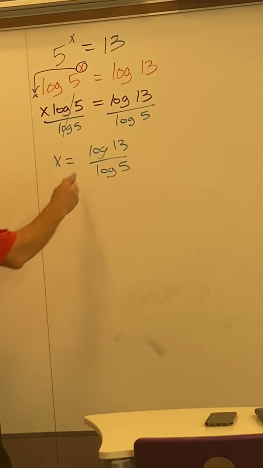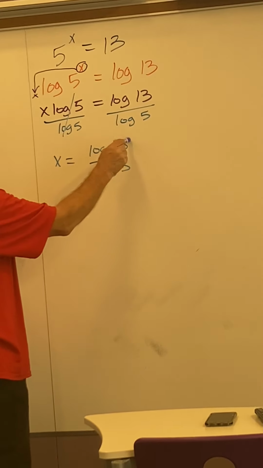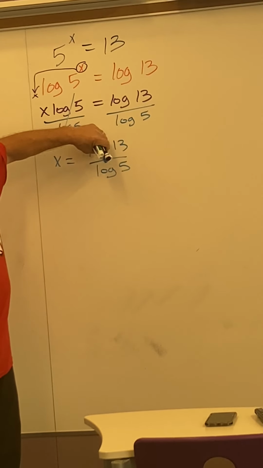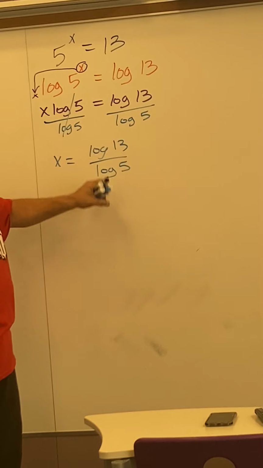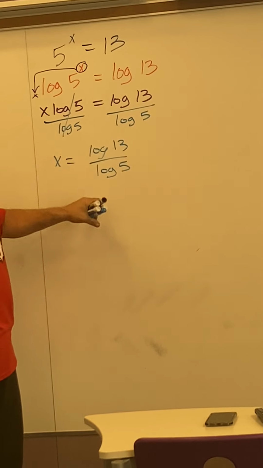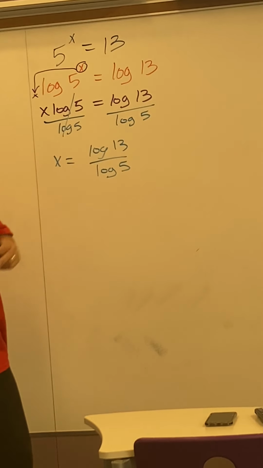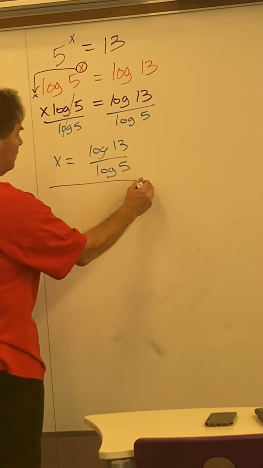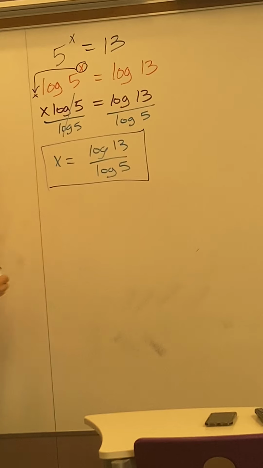So you cannot say, oh, cancel logs and I get 13 over 5. It doesn't work that way. This is a quantity, this is a quantity. You can't separate the logs from this and cancel them. It doesn't work that way. In fact, part A, give this answer in calculation ready form. This is the answer in calculation ready form. That's as simple as it gets, right?